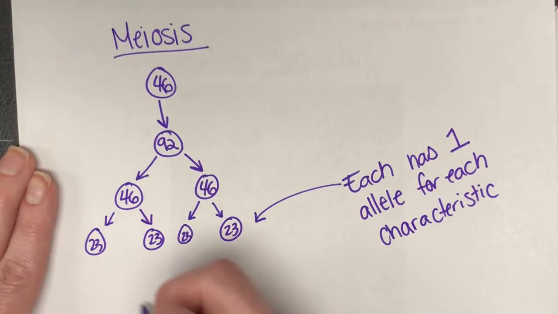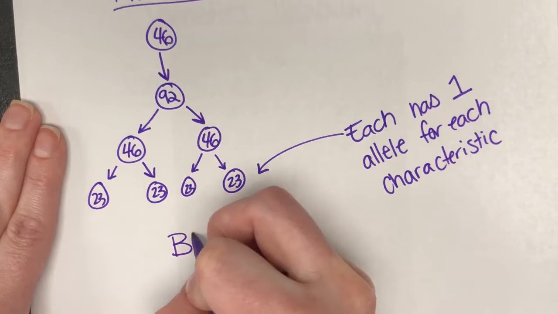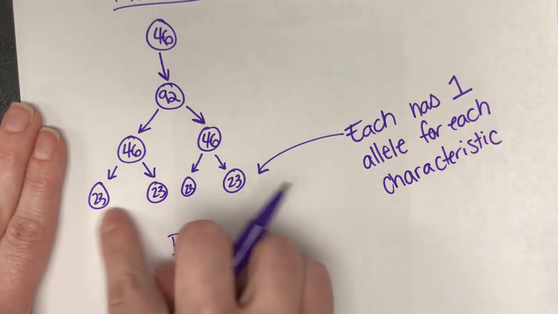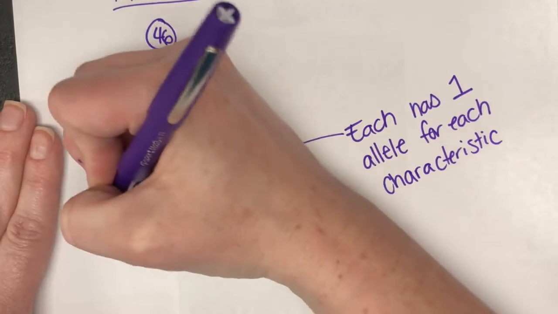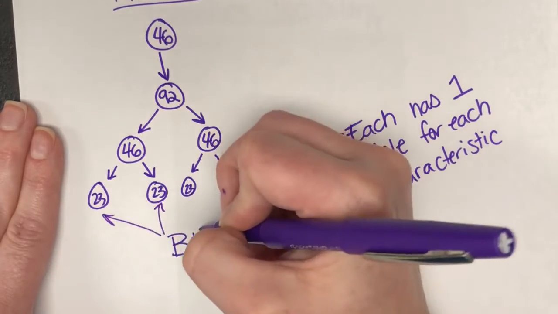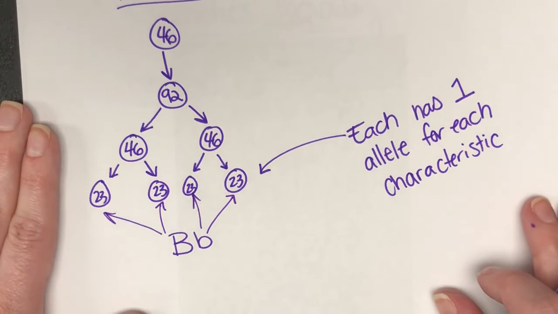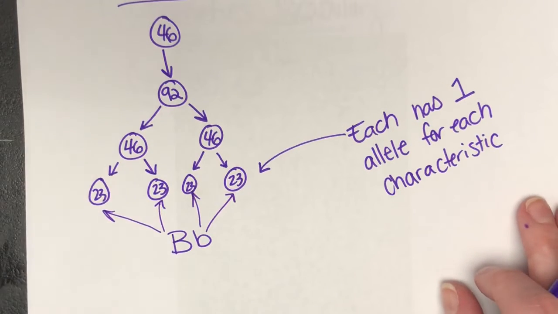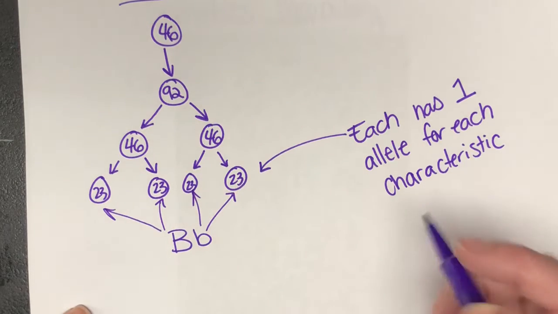So let's say mom had an allele for brown hair, an allele for blonde hair. Each one of these will have one of those. 2 will have brown hair, 2 will have blonde hair. And that happens during meiosis and that separation of the chromatids into these gametes.